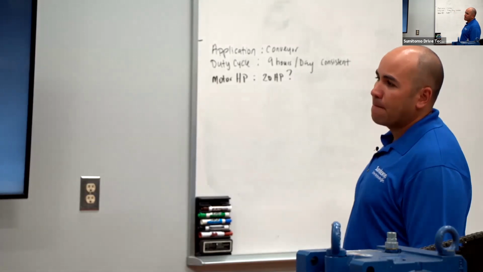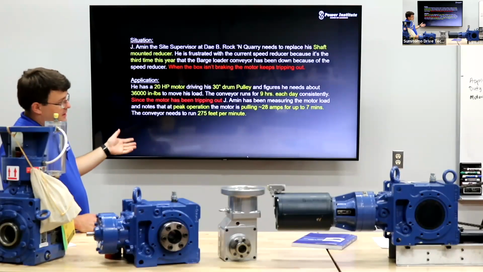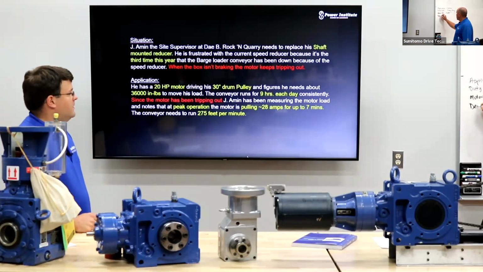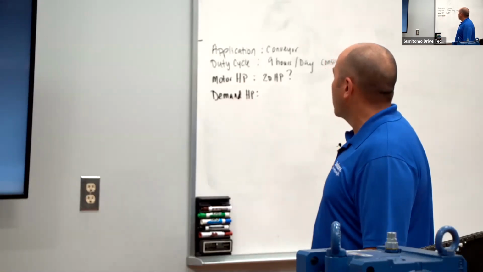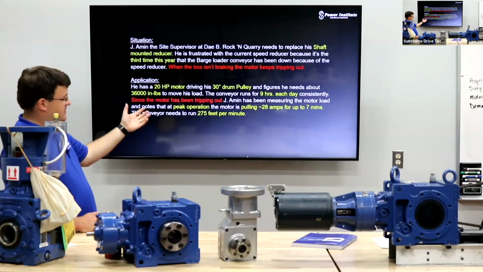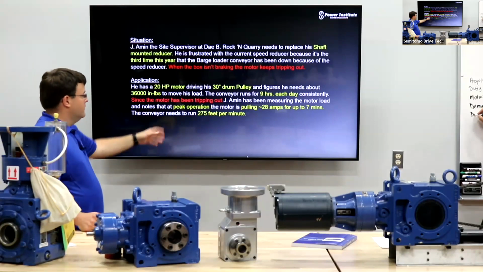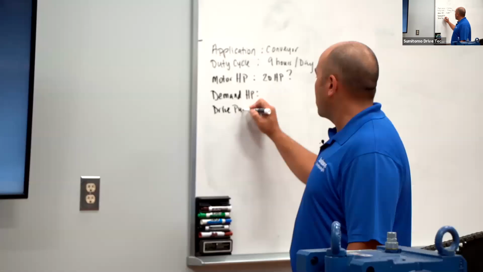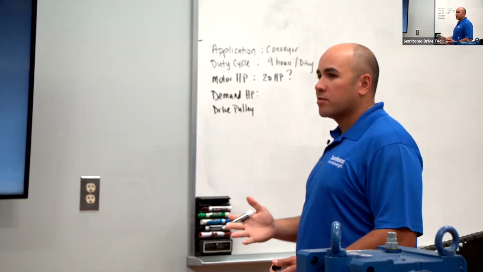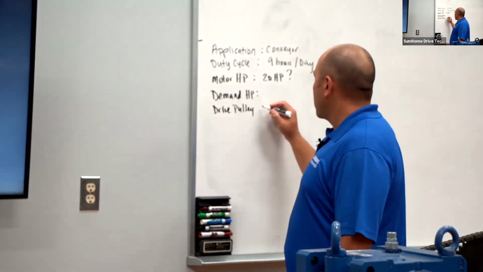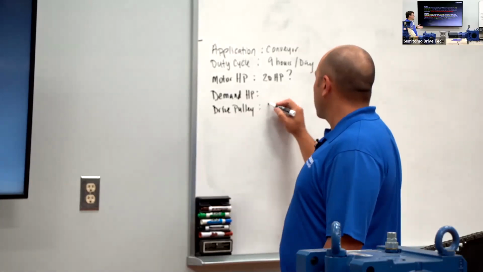Okay. The demand horsepower or the application required horsepower. We don't know that yet, right? No, we'll calculate that. Okay. Drive pulley size. So what are we turning? Which he tells us here, it's that 30-inch drum. And I'm assuming we don't always have a drive pulley size. No, it could be, like this application was just a pulley, but it could have been chain and sprocket or the mixer screw.